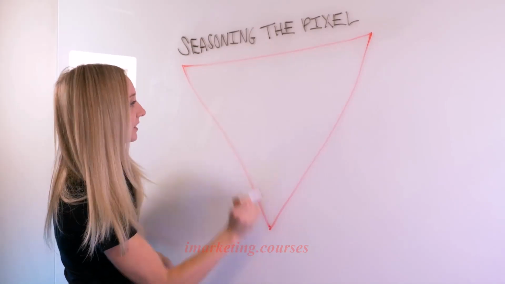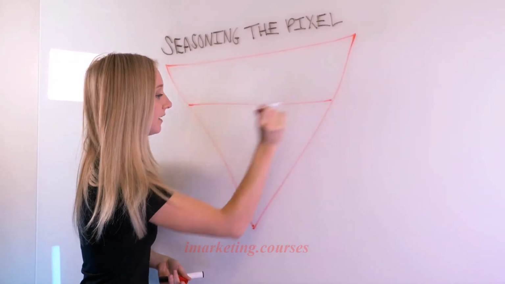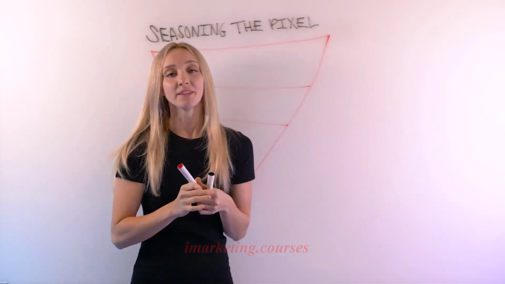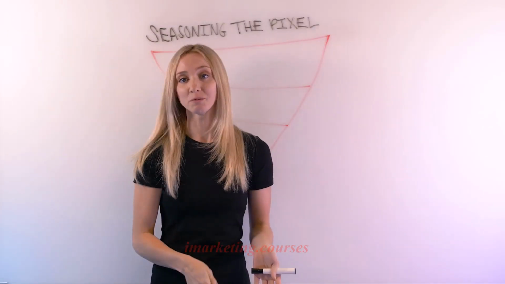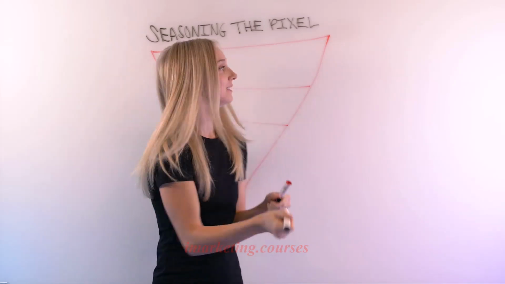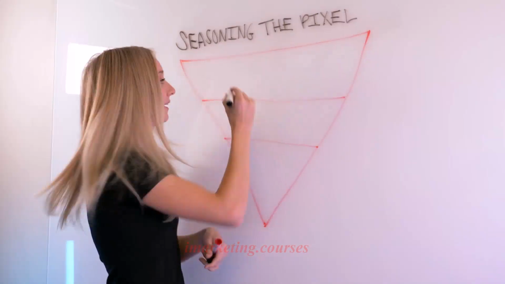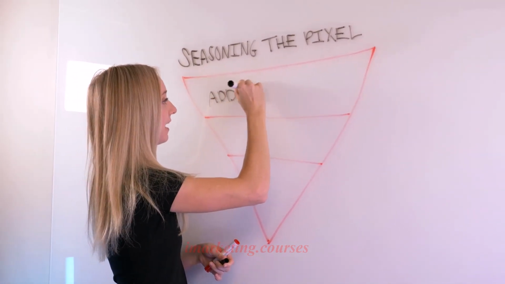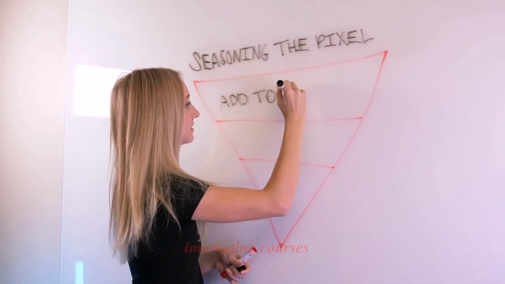So we have our funnel here, and the funnel in this scenario is going to represent the different pixel events that you can optimize for on TikTok and where you should start in order to properly season the pixel. So for e-commerce, I like to start my ad accounts by seasoning the pixel with the add to cart event.